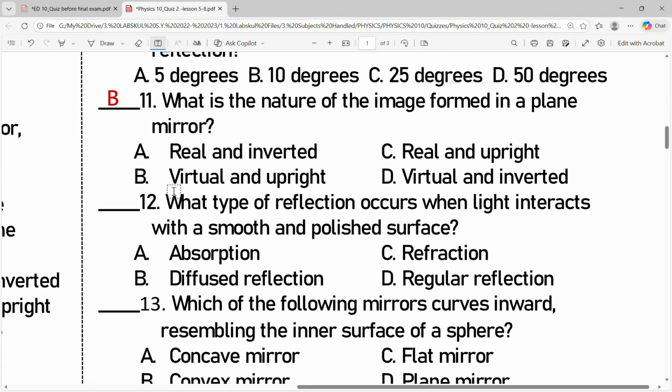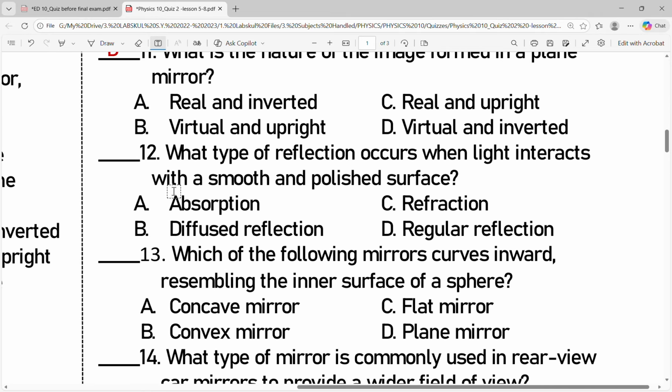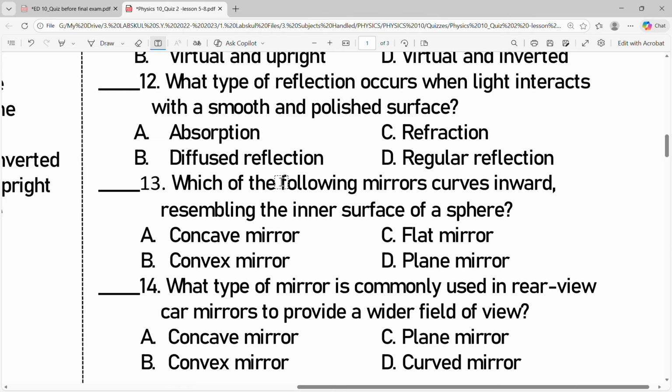We are talking about a plane mirror. Real is wrong here because, as I said, if the image is upright, it is automatically a virtual image. Number 12, what type of reflection occurs when light interacts with a smooth and polished surface? So it's clear to us, it's specular reflection or regular reflection, letter D.